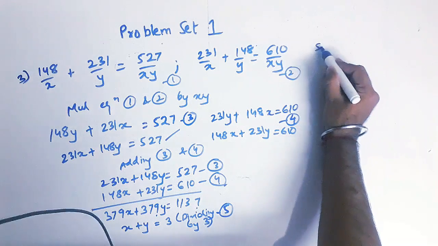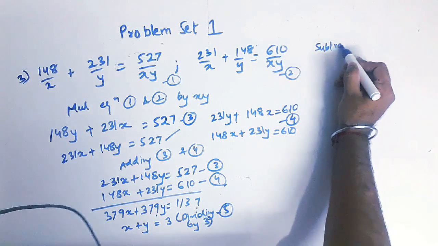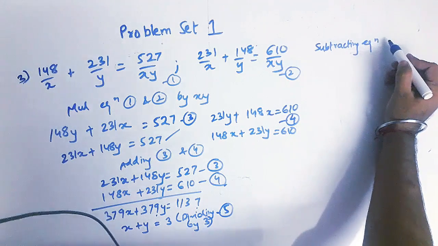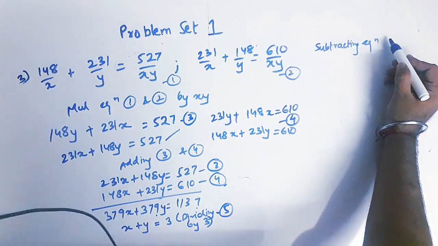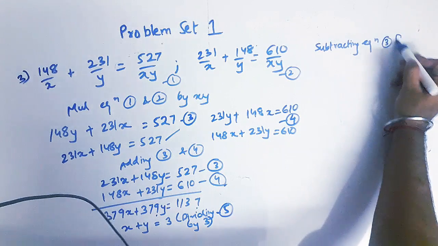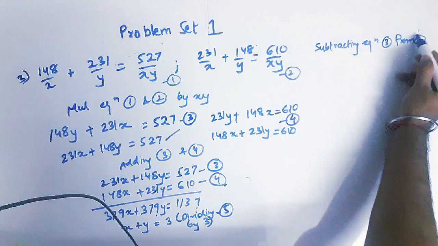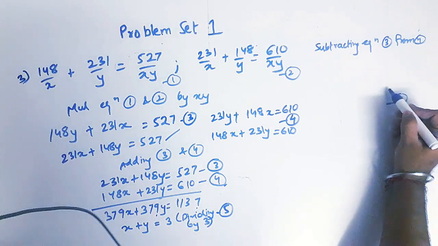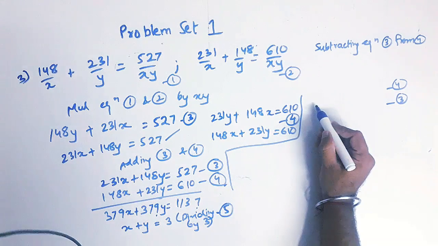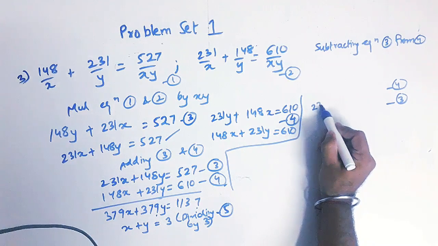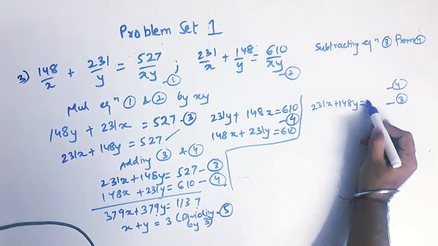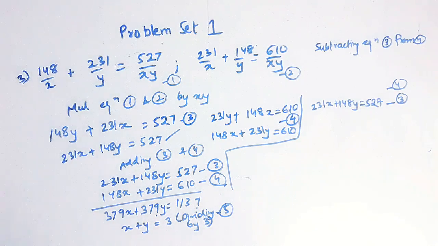Now what will we do? Subtracting which equation? 3 from 4. So 3 I'll place below and 4 I'll place above. Okay, third one is 231x plus 148y equals to 527.